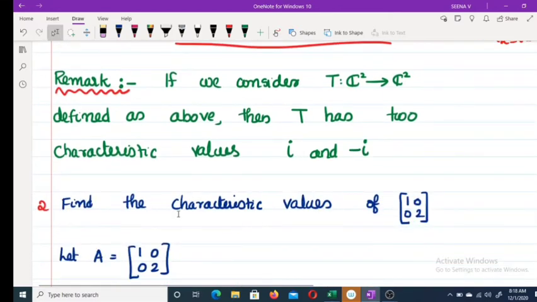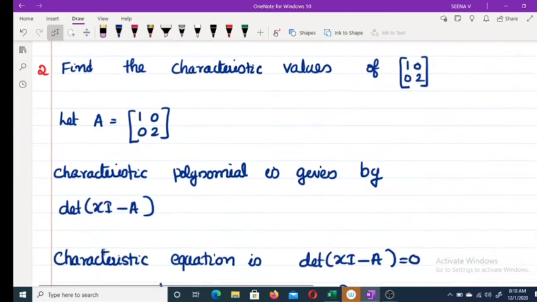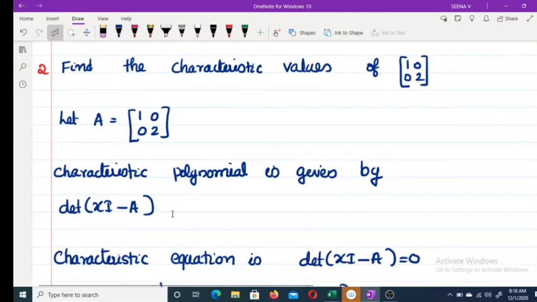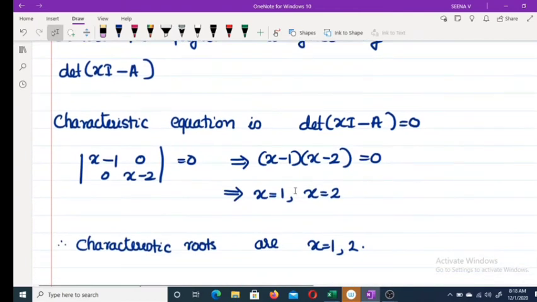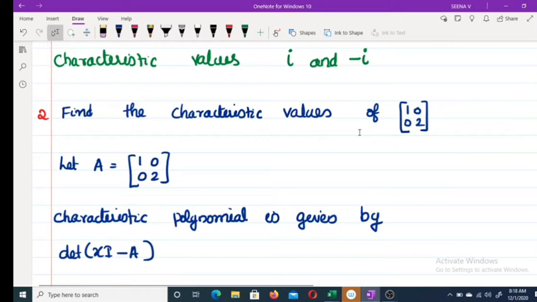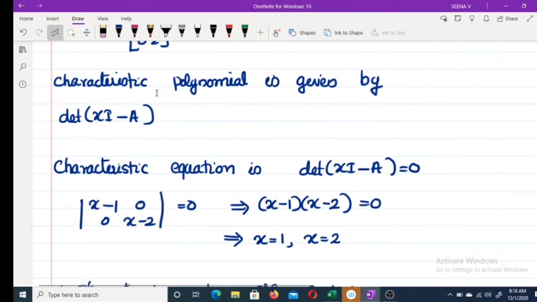Now the next problem: find the characteristic values of the matrix with rows (1, 0) and (0, 2). Then A equal to this one, and the characteristic polynomial is given by determinant of xI minus A. The characteristic equation is determinant of xI minus A equal to 0, and finally we get x equal to 1, 2. We have already discussed one problem that the characteristic values of a diagonal matrix are the diagonal elements. But in our case, you have to write all these things.